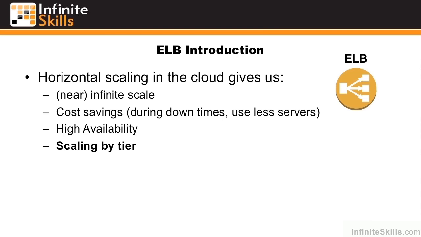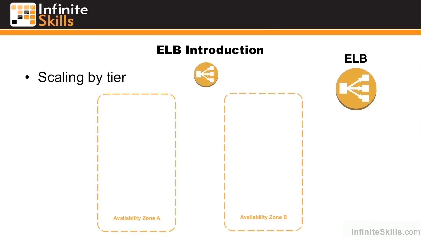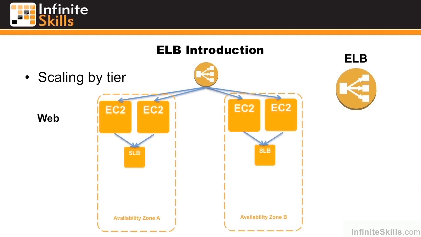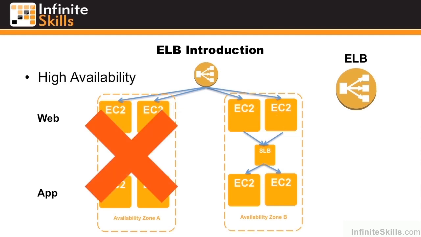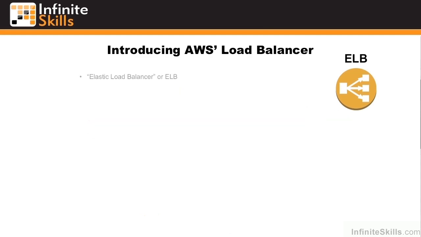Let's look at scaling by tier. Here we have an Elastic Load Balancer with two availability zones behind it. We have a web tier, which is being balanced to a software load balancer, and then an application tier behind that. We could scale our web tier independently of our app tier. It also allows for high availability. If, for instance, we lose one of our EC2 instances, we still have three running. And in fact, we can lose an entire availability zone and still have our application running in the other.